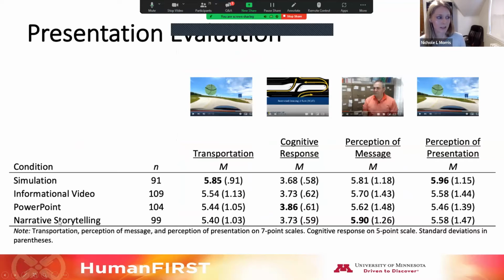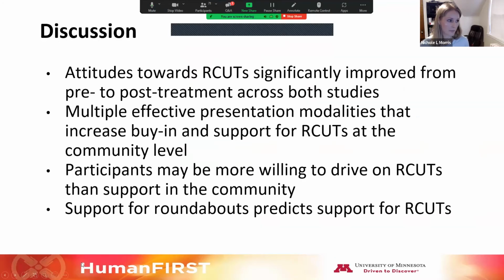And you can see some differences here where the 3D video gave that transportation. That level of immersion was really effective in getting people to feel like they had been carried into that. But we also had a good perception of speakers. It had a lot of authority to see that firsthand, versus the PowerPoint, which had them sort of thinking, and then the narrative storytelling had a really nice perception of that message.